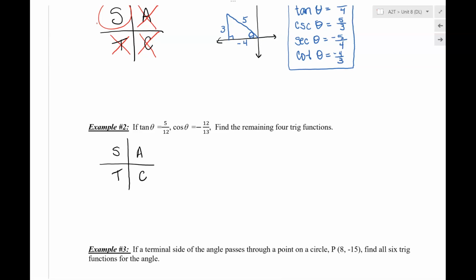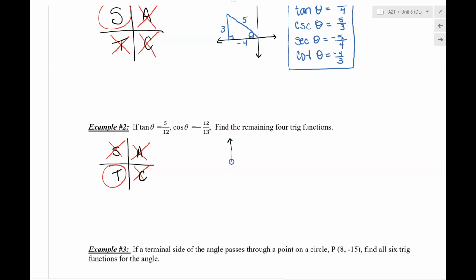Since one of them is negative, the first quadrant's out. In the second quadrant, sine is positive only. So definitely not happening there, because tangent and cosine would have to be negative, both of them. And then in the fourth quadrant, cosine's positive, which we know it doesn't happen. So we are in the third quadrant. Why? Because tangent would be positive, cosine negative.